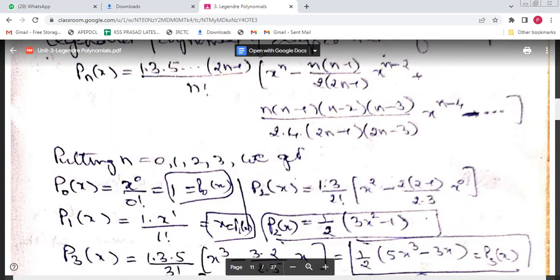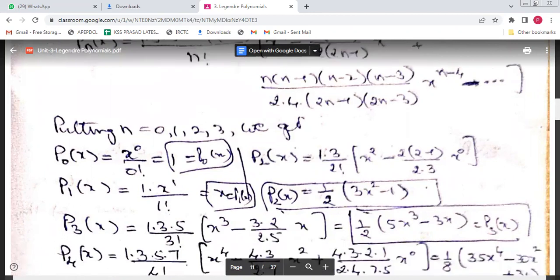Now, P3 of x we are going to calculate. That means put n equal to 3 in this. It becomes 1 into 3 into 5 divided by 3 factorial times x cube minus 3 into 2 divided by 2 into 5 times x. And further simplified, I can show that that is equal to 1 by 2 times of 5x cubed minus 3x.